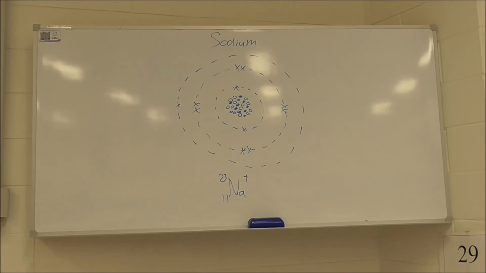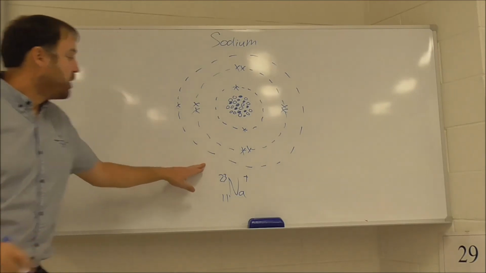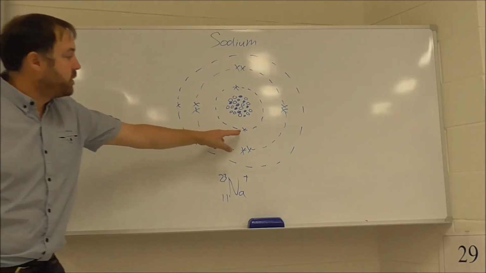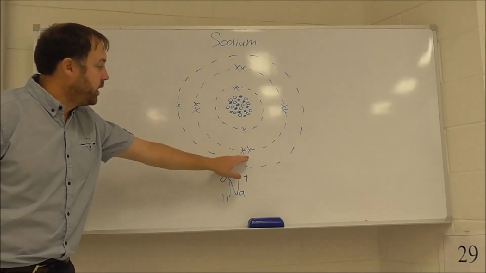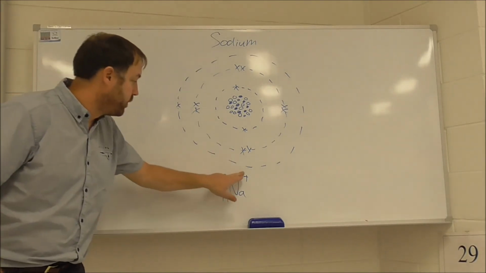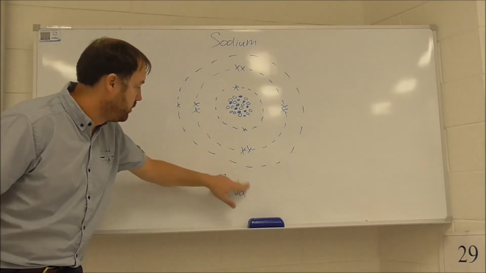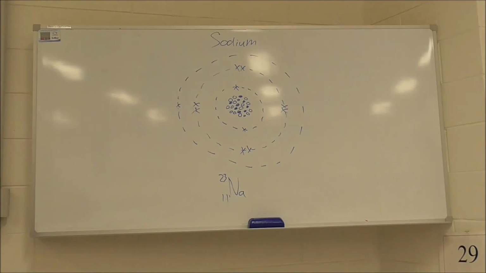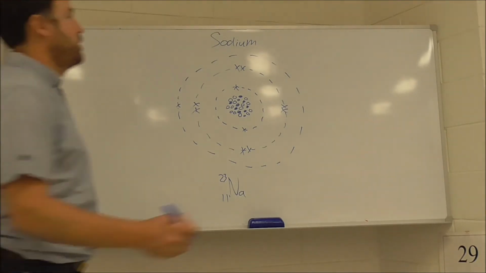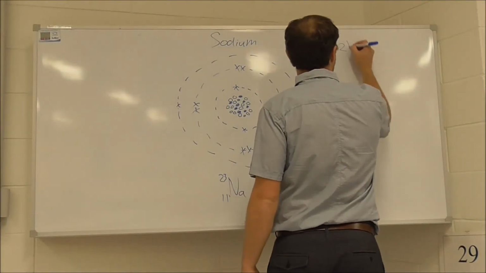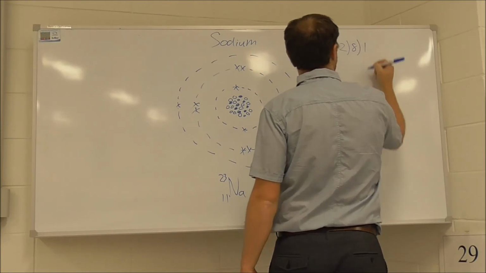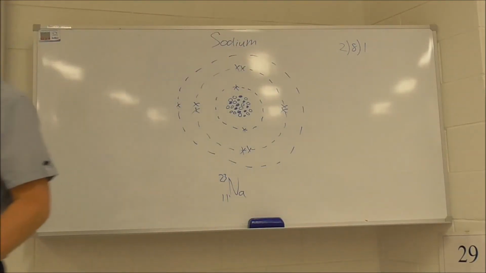Okay, so when we're talking about electron configurations, there is a shorthand way of writing it. For sodium, we've got 2 electrons, then 8 electrons, and then 1 electron. That's for a neutral sodium atom. And so I would write it like that. Okay, so electron configuration.